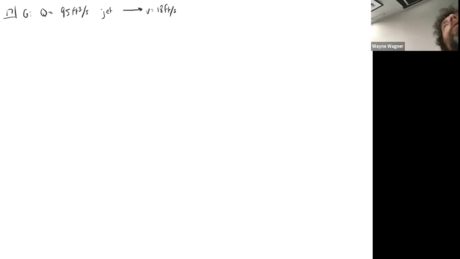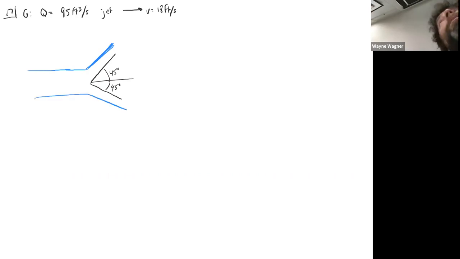The stream hits a stationary splitter such that half of the flow is diverted upward at 45 degrees, the other half is diverted downwards. So basically we've got this jet of water, maybe I'll do the water in blue, and it hits this splitter. The splitter is such that it's 45 degrees up and 45 degrees down. The water comes in and hits it, and now it's being split. Half's going up, half's going down.